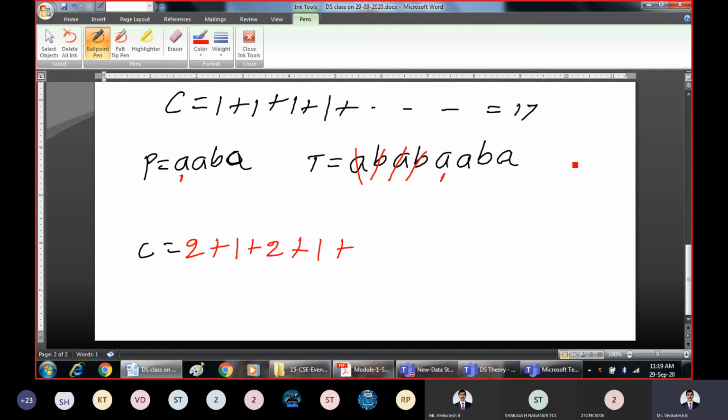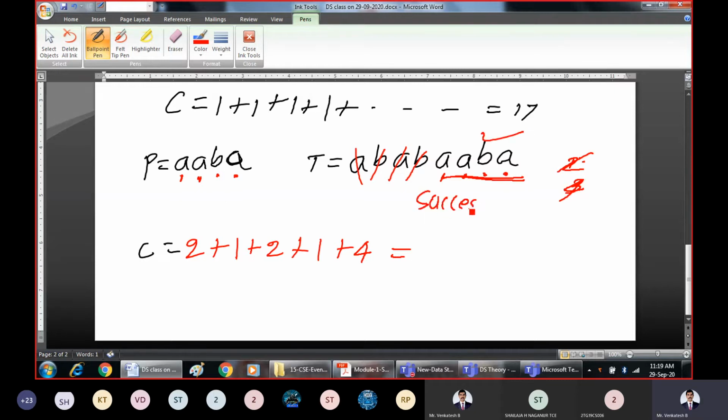How many comparisons have we made? First comparison. What is the next character? A. What is the next character available here? A. That means 2. What is the third character? B. What is the third character? B. So that means 3 comparisons. What is the fourth character? A. What is the fourth character? A. That means a total of 4 comparisons. So here we have made a total of 4 comparisons, and we have found the pattern.